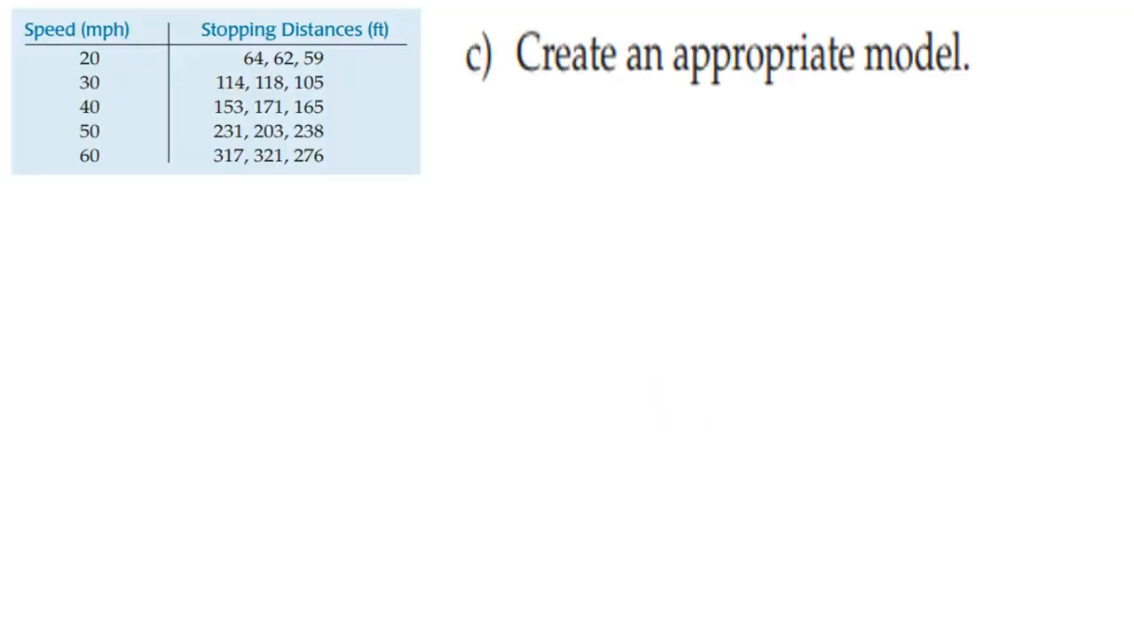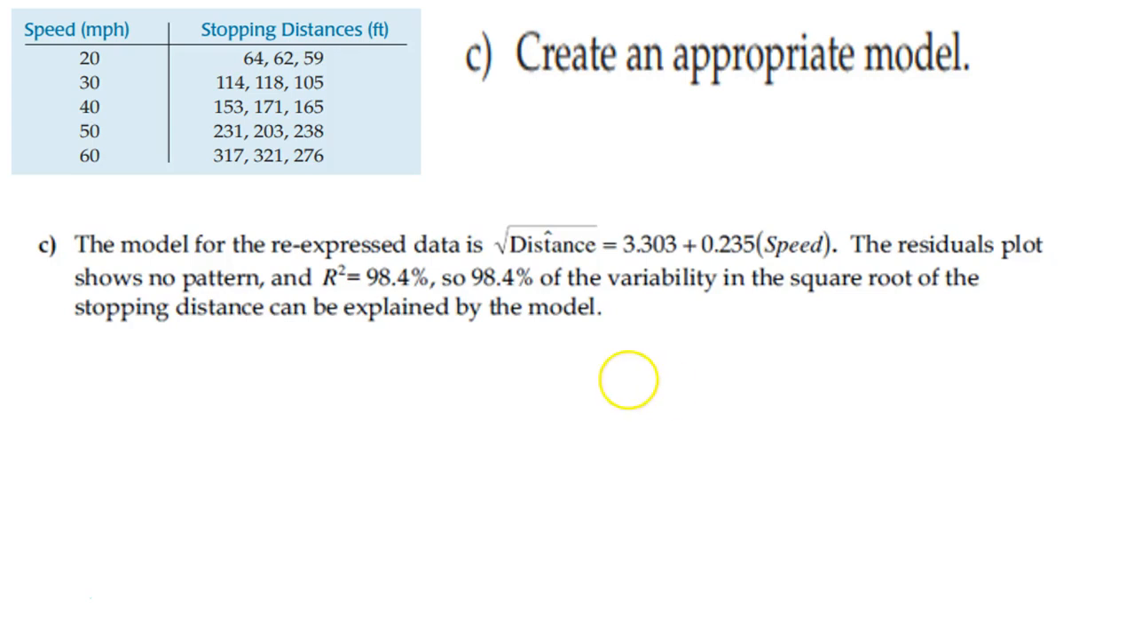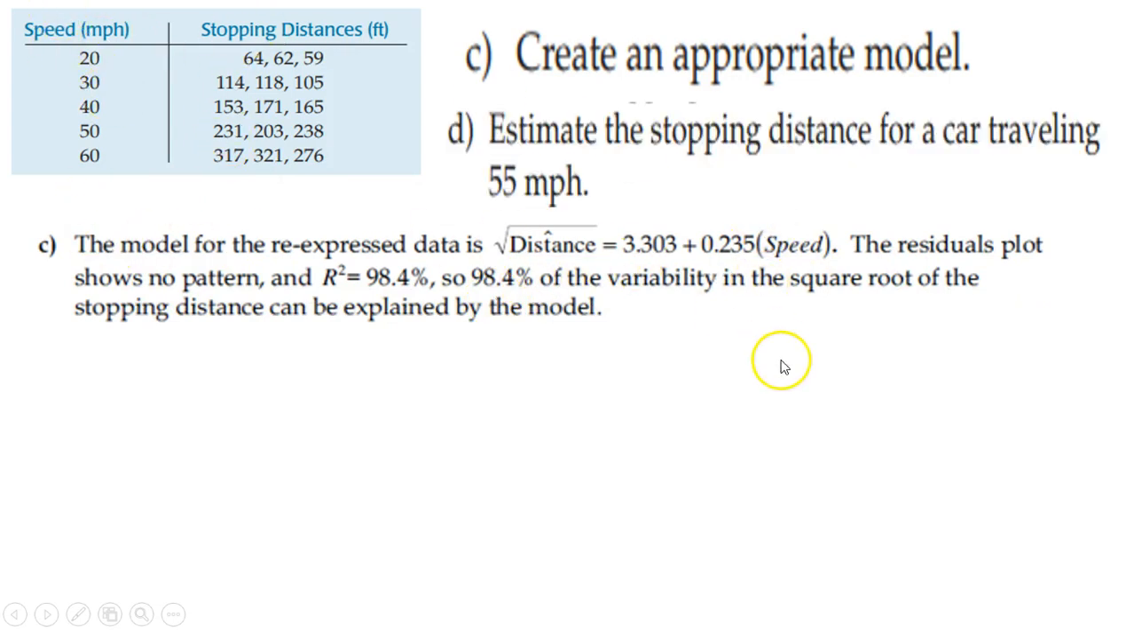So now we did that, create an appropriate model. So here's our model, right? It's a square root of the distance, literally what you just did to it. And if you were to square root the distances and then try it again, that would be your r squared. So now you would say that 98% of the variability of the square root of the stopping distances can be explained by the speeds, basically.